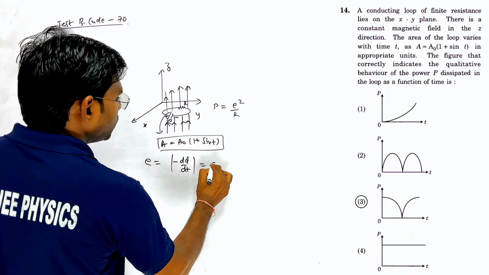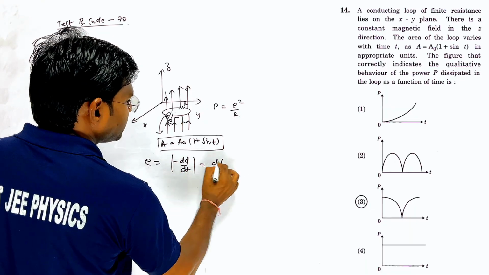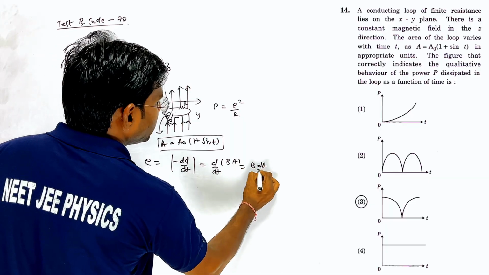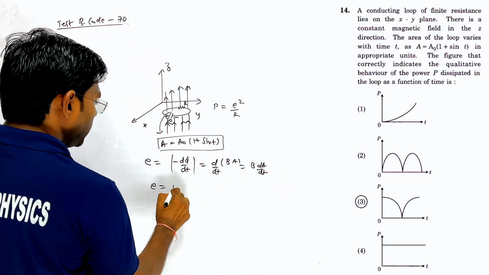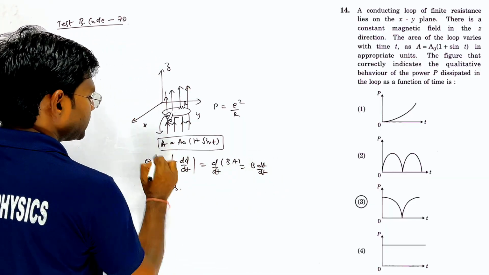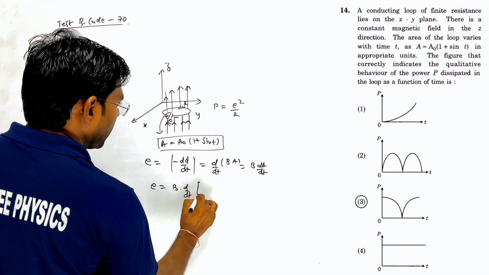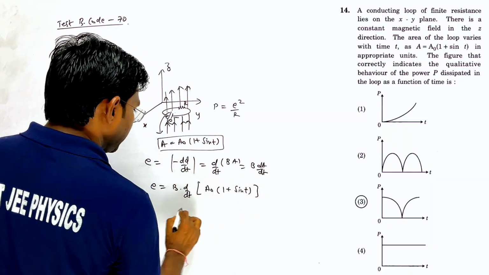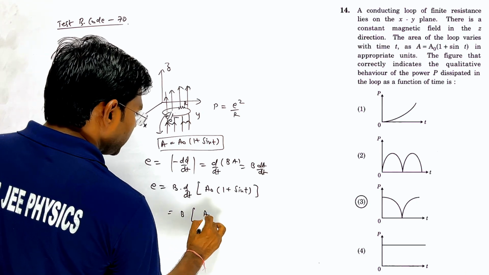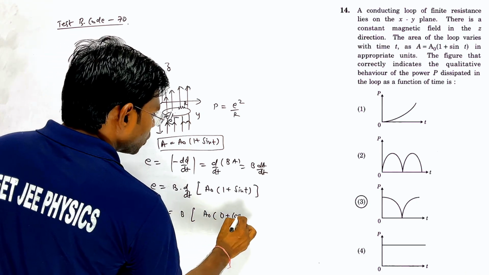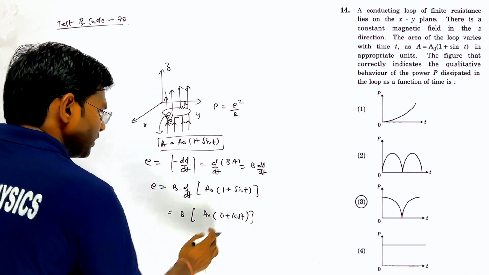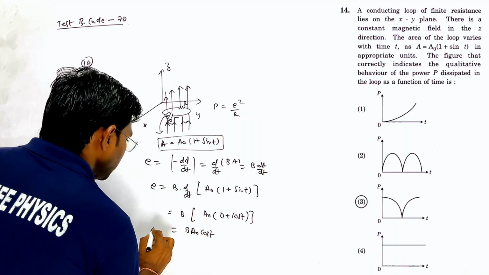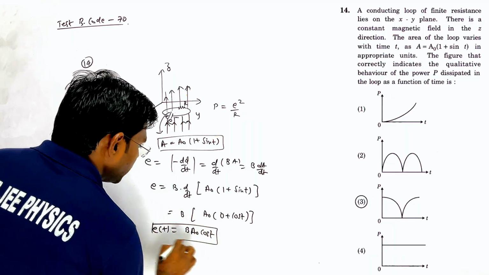So you have to find the induced EMF, which is found by the formula d phi upon dt. What is the phi? It is the flux B into A, but B is constant, so B dA upon dt. Is it clear? So induced EMF is nothing but B dA upon dt. This is the A. You have to differentiate A naught (1 plus sin t), right? If you differentiate this, it is A naught cos t, fine, and B A naught cos t is equal to E as a function of time t.